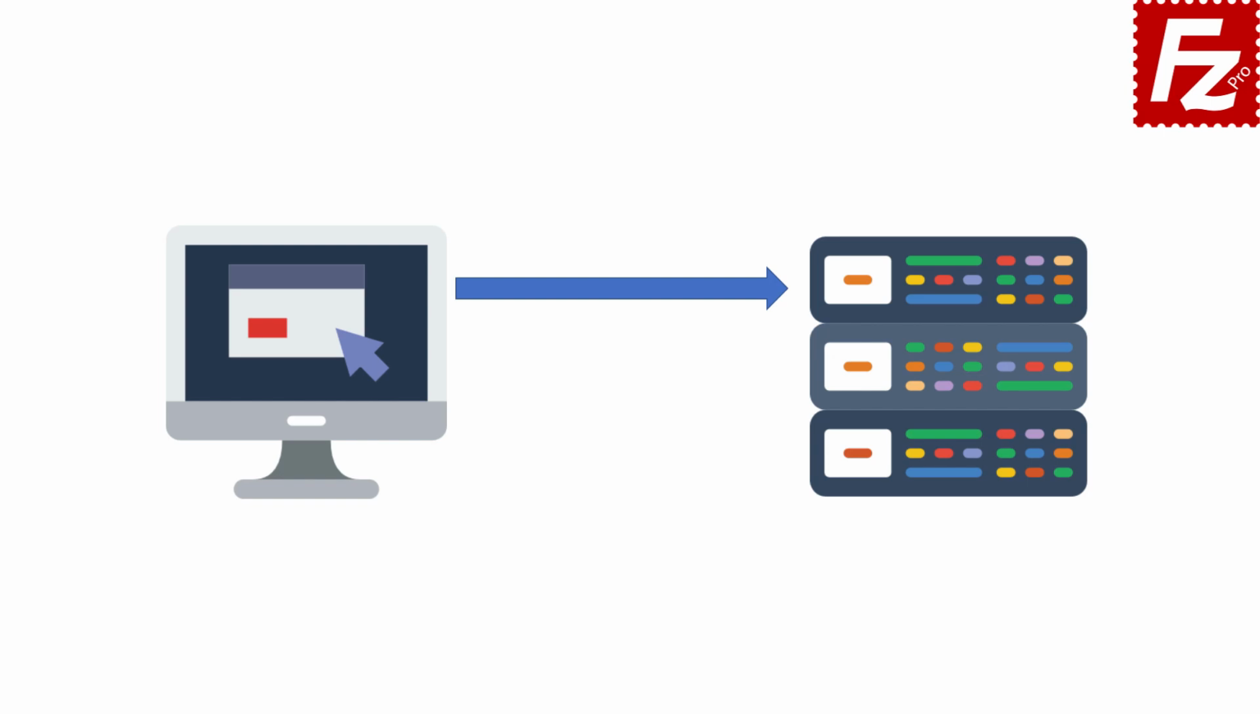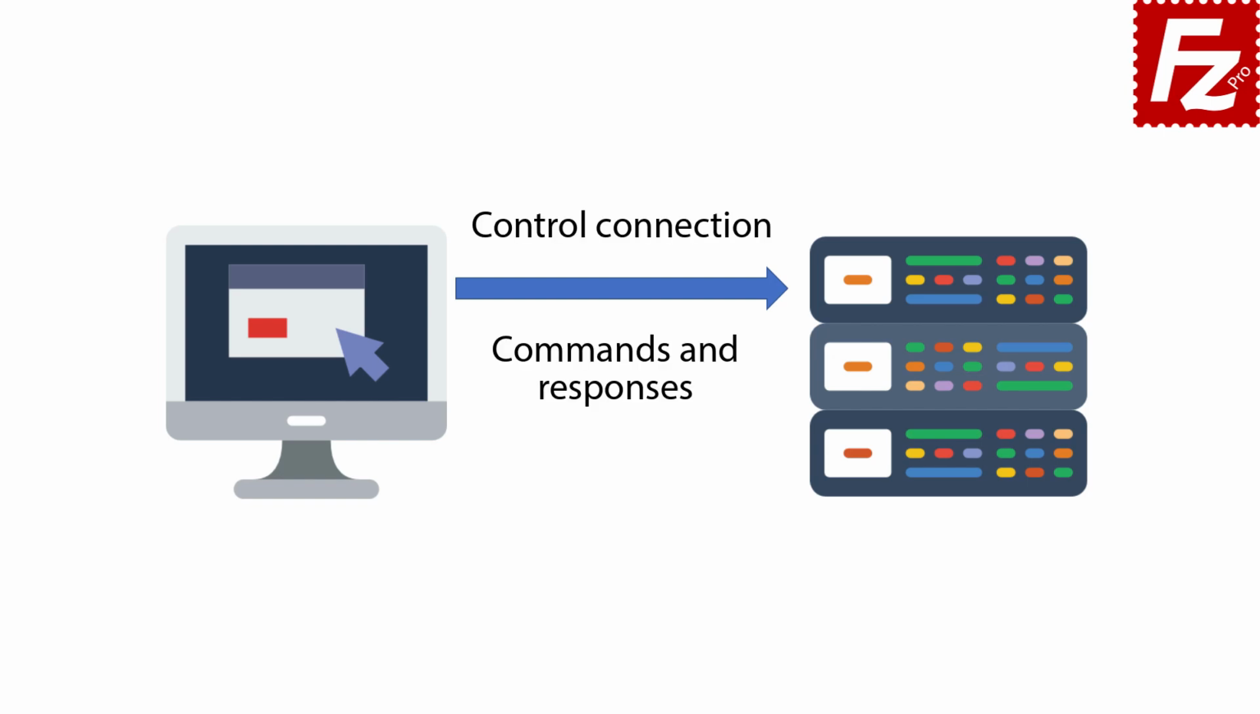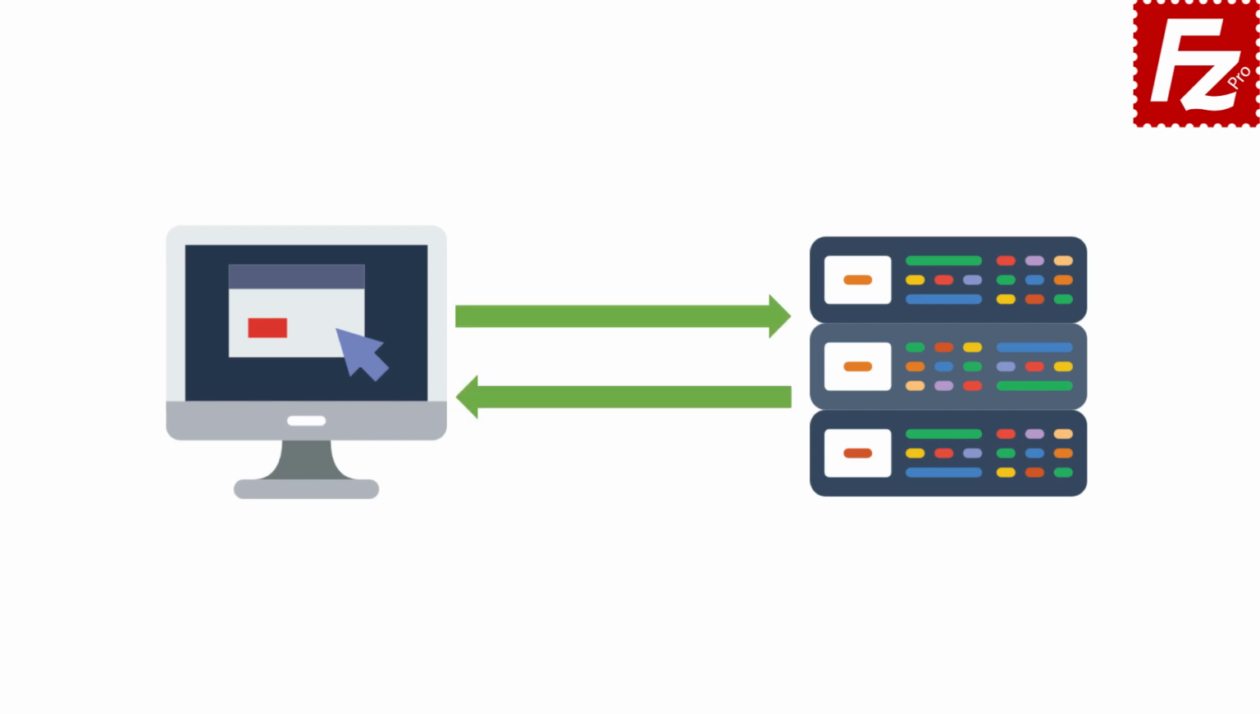This is the so-called control connection. The control connection is used for sending and receiving commands and responses. For the transfer of files and folder contents, separate data connections are used. These can be established in two ways.